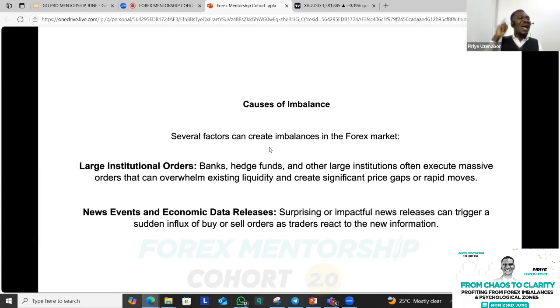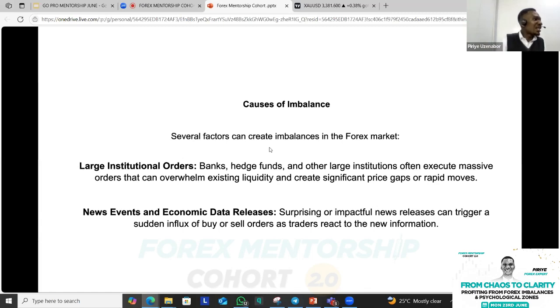Number one, large institutional orders. I repeat, large institutional orders. These orders can be placed by banks, central banks, hedge funds, and other large institutions that execute their orders on a massive scale. These guys can cause a significant push in the price of the market.